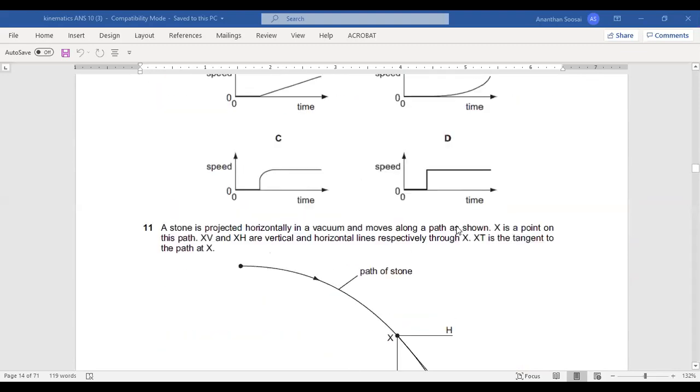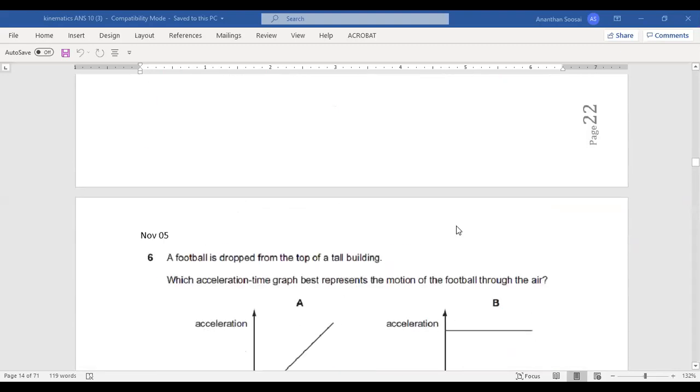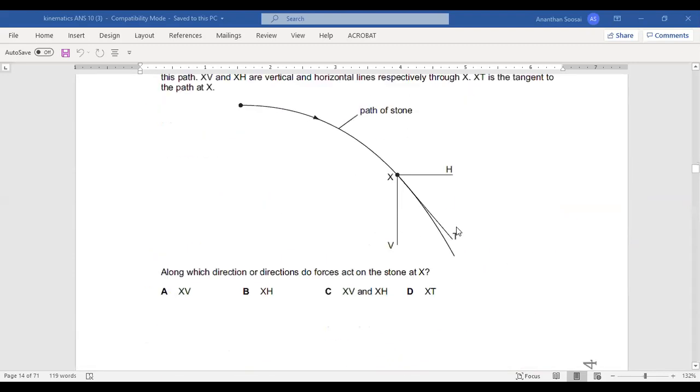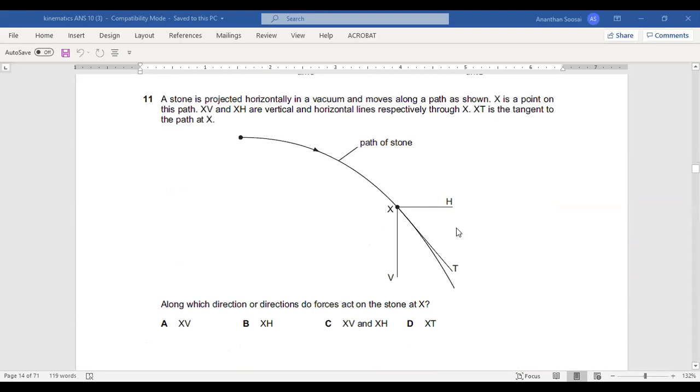Okay, this one. This is November 5, question 11. Along which direction or directions do forces act on the stone at X? The force they are talking about is the net force, not the net force law.